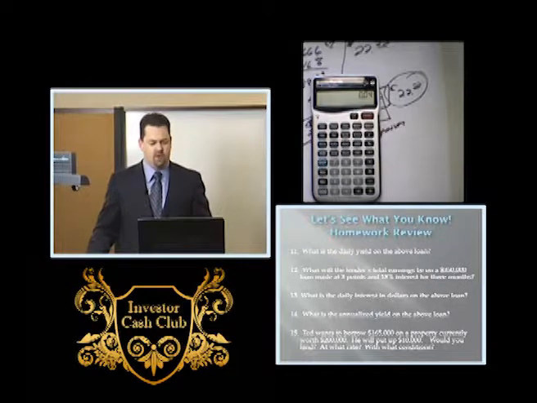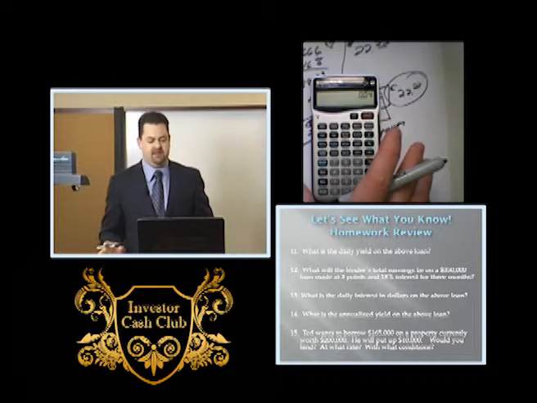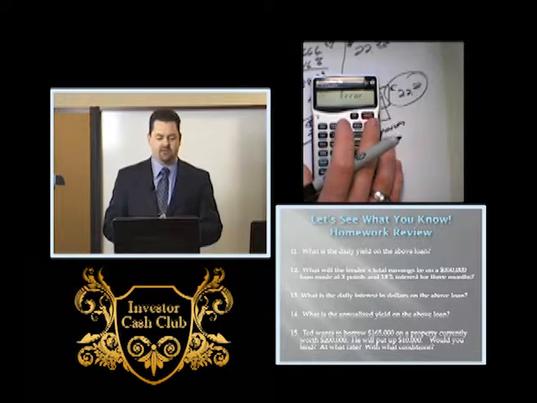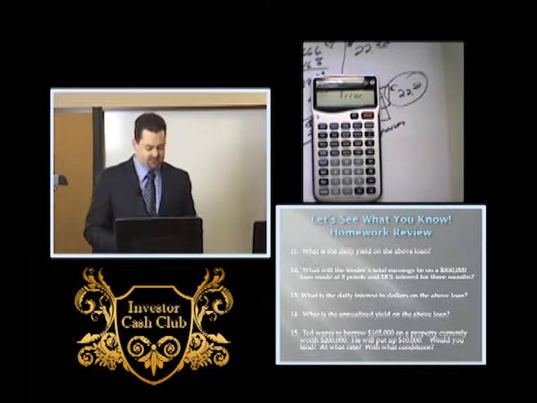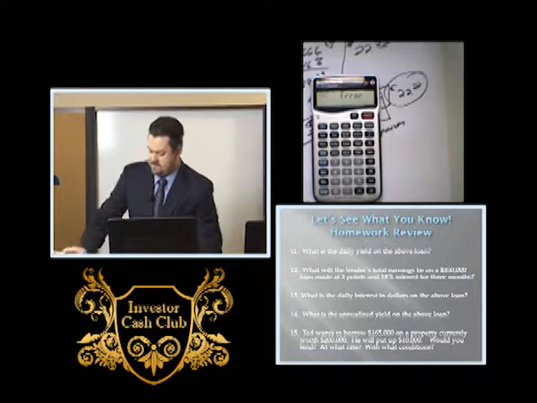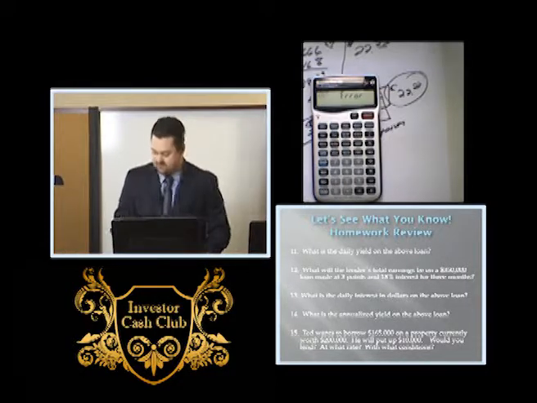Okay? Number 12, what will the lender's total earnings be on a $350,000 loan made at 3 points and 18% interest for 3 months? Okay? Now, this is one where we can have some fun.